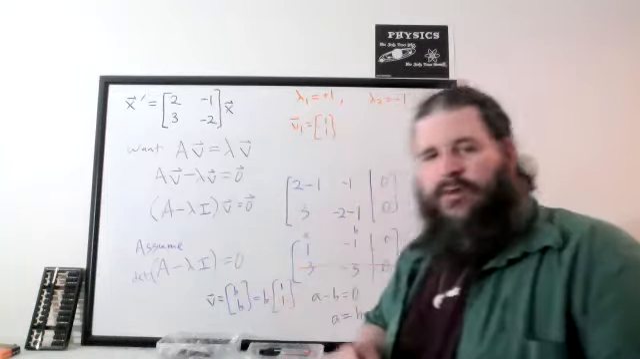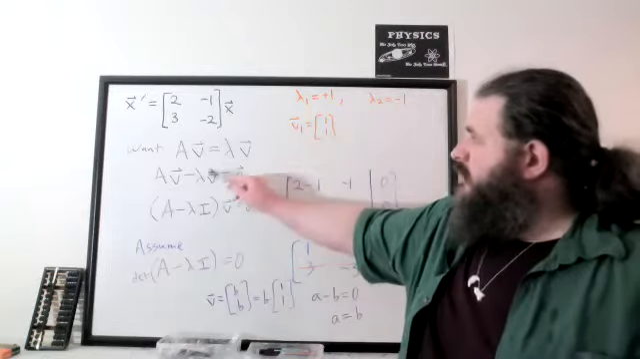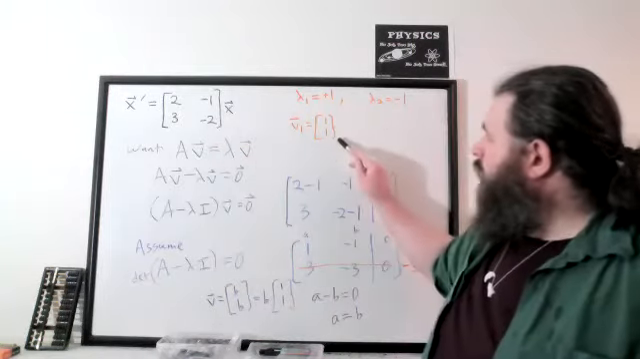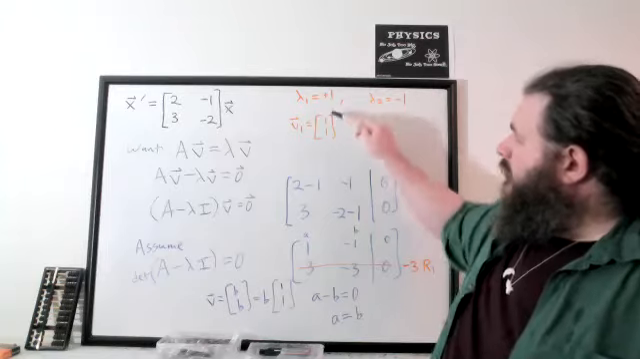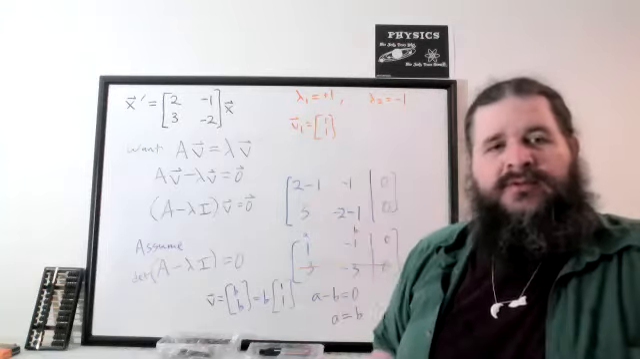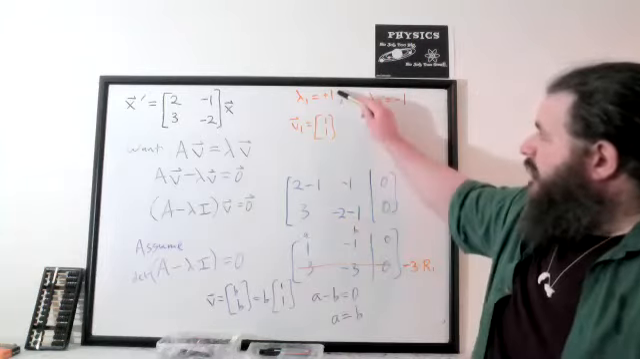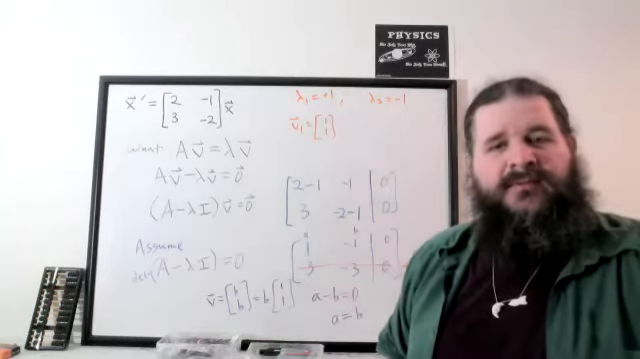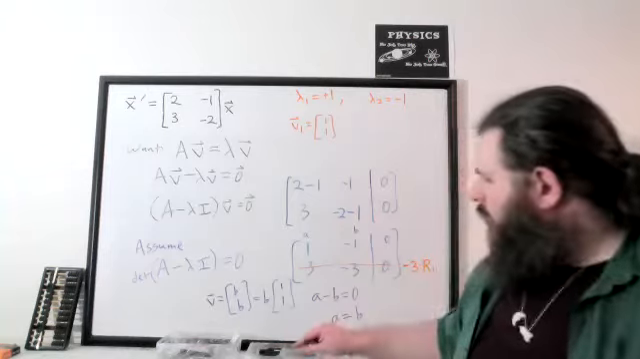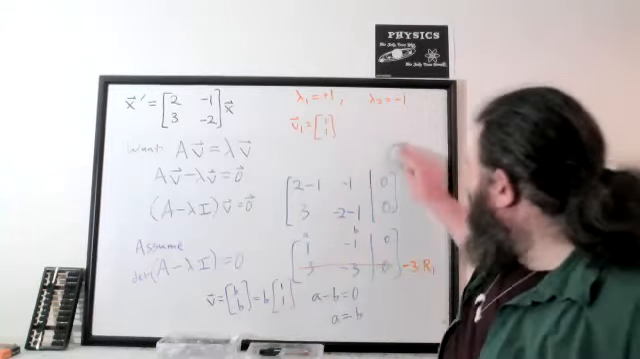And you can always check your work on that by multiplying it by the original matrix. Original matrix times 1, 1 should equal 1 times 1, 1. You can just multiply the original matrix times the eigenvector, and also separately multiply the eigenvalue times the eigenvector. You should get the same result. Let's try the other eigenvalue.